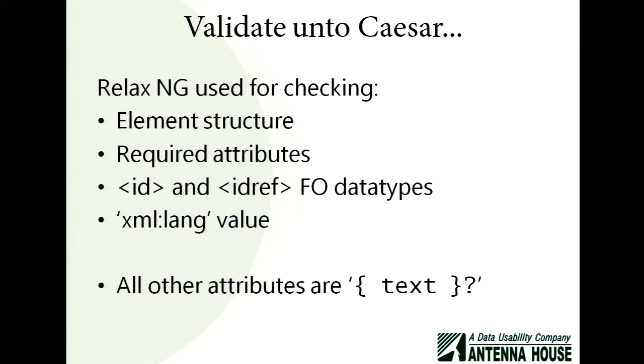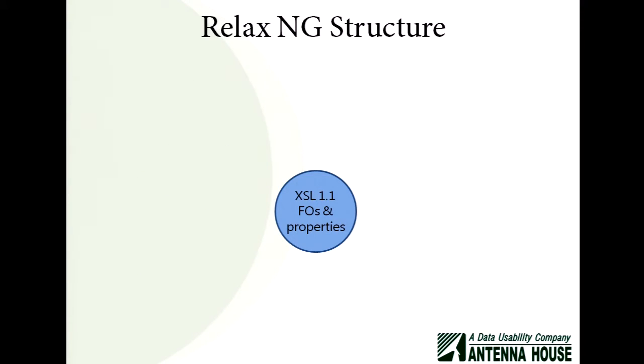The RelaxNG is used for checking the element structure and the required attributes. It does the ID and IDREF checking and the checking of xml:lang values. These are sorts of things that are built into most XML schema languages. And everything else is defined, for the purposes of RelaxNG, as just being text, and it's left to the Schematron to parse.